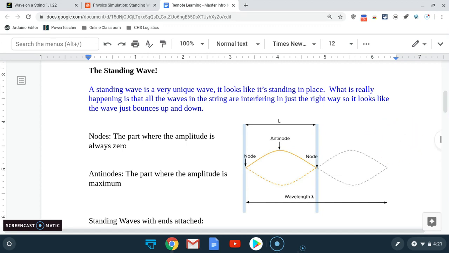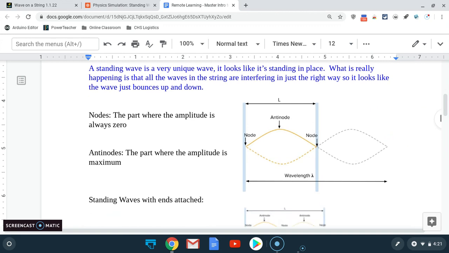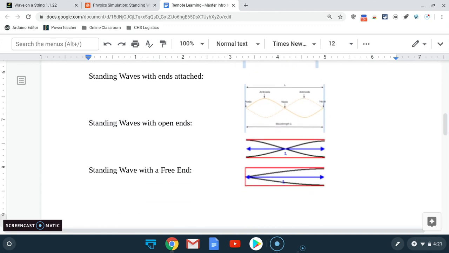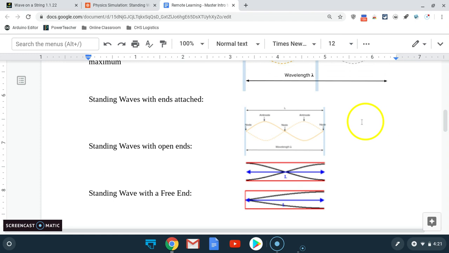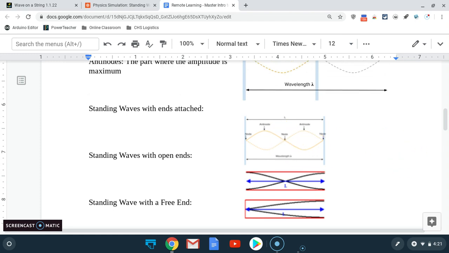Okay, and there are actually three different ways you can set up a standing wave. The first, and I apologize, I know this is very tiny, is a standing wave set up where both ends are attached to something. To give you an example in real life, this would be the equivalent of any sort of stringed instrument. So a violin, a guitar, a cello, they're all something that has the string attached at both ends.